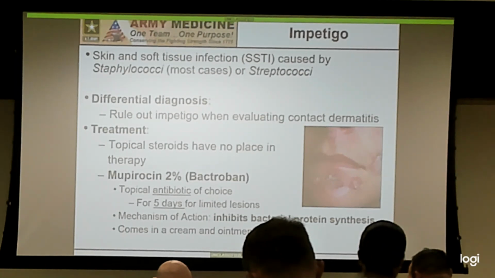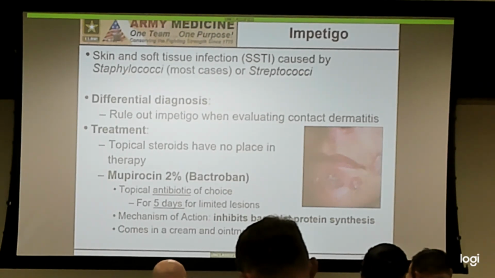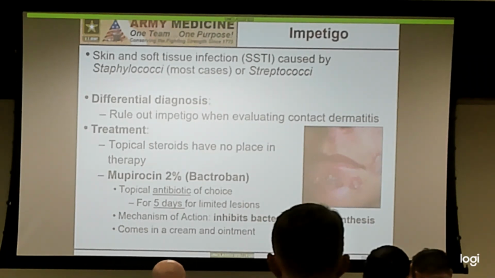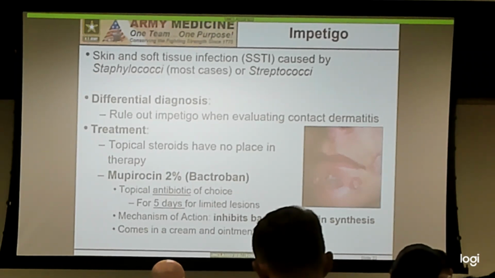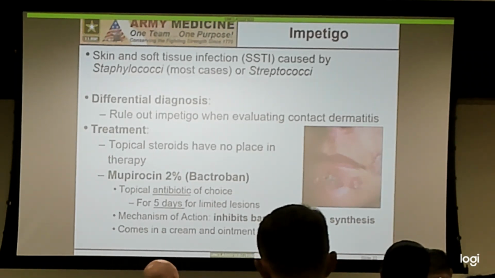Y'all remember this from last semester. Cream and ointment, so depending on how dry it is, if it's very, very dry, give them the ointment. If it's not so dry, you can give them the cream. If it's somebody who says that ointments make them break out and different things like that, then also go to your cream, okay?